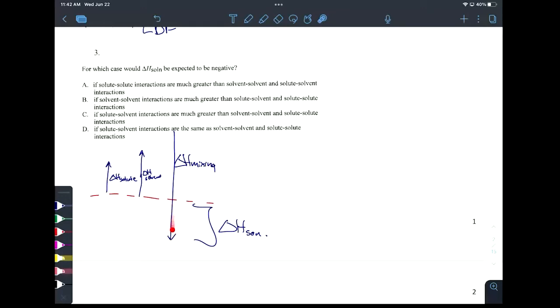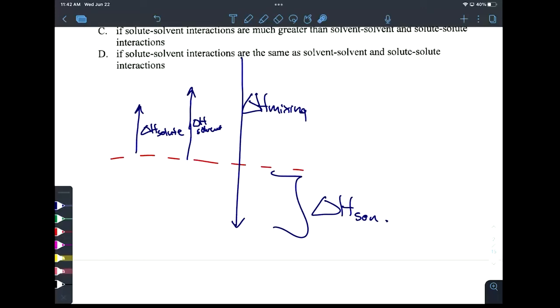And so it's this difference. So it's asking, when is delta H of solution negative? How I've drawn it right now, is this a negative delta H of solution or a positive? This is negative, because we ended up more stable than we started. So this is an exothermic reaction. This is a negative delta H of solution.